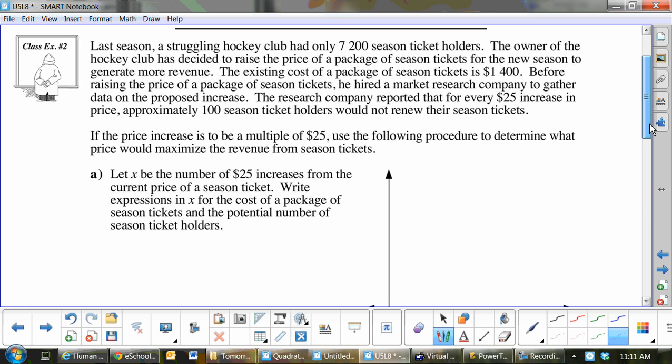Okay? But I'm just going to throw this out: we get 7,200, and I'm going to raise ticket prices. Now, what happens when you raise ticket prices? Yes, you lose people. Now, how do you find that sweet spot and how much to charge for something? How much to charge for a concert ticket? How much to charge for a season ticket? How much to charge for a Blu-ray player?